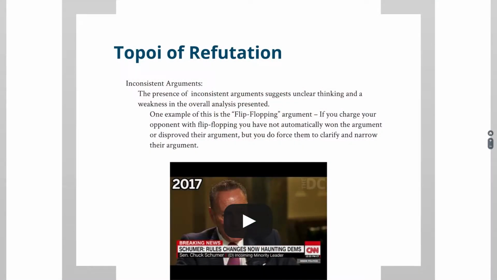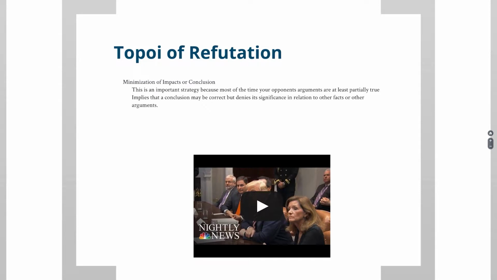The first of these is inconsistent arguments. This is the presence of an inconsistency in the arguer itself. We're familiar with this with the idea of flip-flopping. This is used in politics where they say that the advocate has agreed for one thing in the past and then a different thing in the future. So anytime an advocate says, you said one thing and then you said the exact opposite, they're using this tactic of refutation, inconsistent arguments.